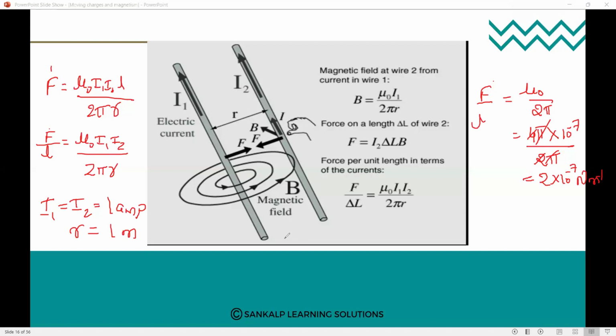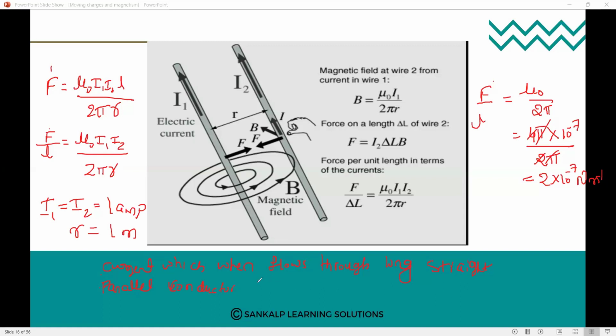Okay. So based on this, how are we defining 1 ampere? See here, 1 ampere is defined as the current which, when it flows through, you can take down the definition, infinitely long straight parallel wires or conductors, which is separated by.